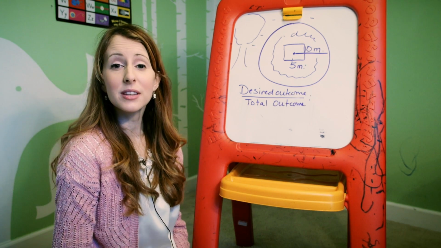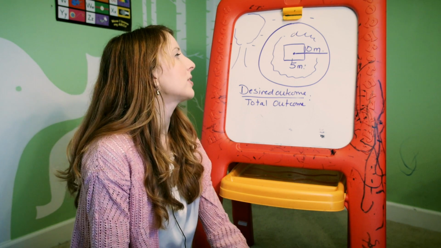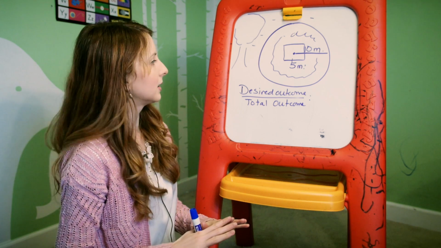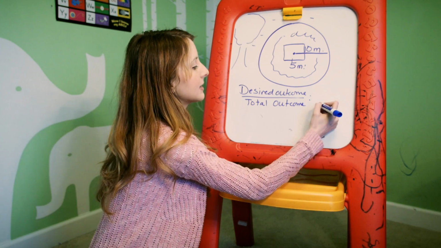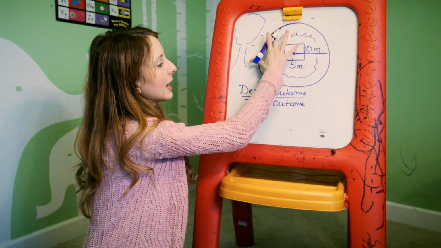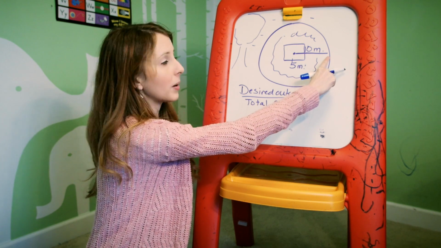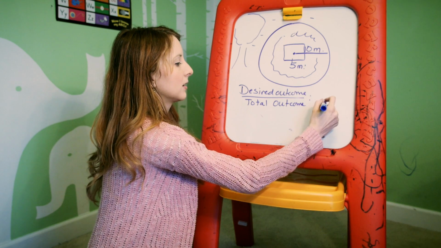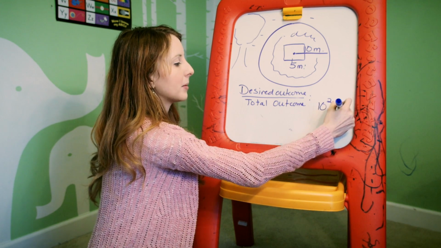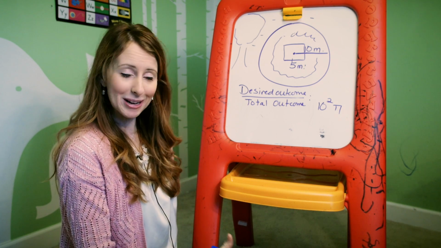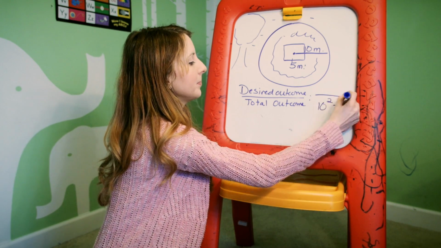All right, using the formulas, we know that the total outcome would be the area of the entire pond. And we can find that pretty easily. The area of the entire pond would be to take the radius of the circular pond, which is 10, square it and multiply it by pi, because the area of a circle is radius squared times pi, right? All right, that will go on the bottom.